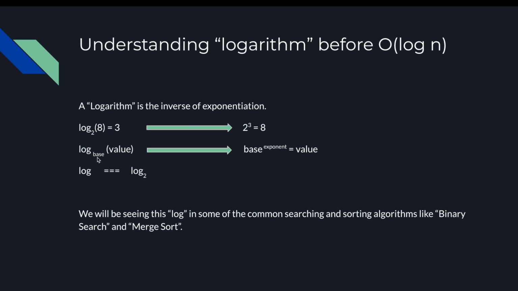Now this base can be anything. It can be 2, it can be 3, it can be 4, or it can be 5. It can be anything. But in our case, the base is going to be 2 in most of the cases. So to simplify it, we are going to use log as shorthand for log with base 2. So in the upcoming videos, if you see log, then consider it log with base 2.